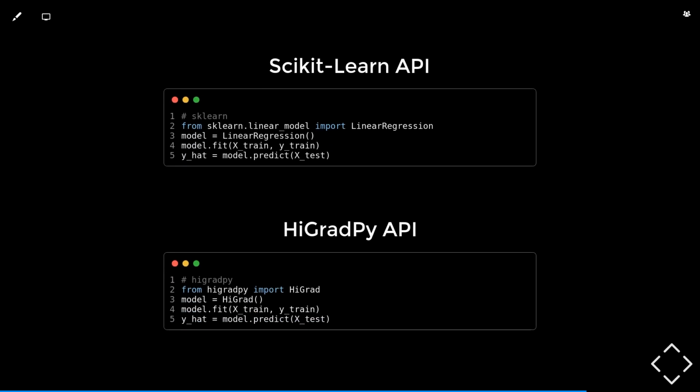With the library itself, I've tried to keep the API as similar to scikit-learn as possible, because if you have any experience, or even if you've done any basic course on machine learning with Python, you've for sure been introduced to the scikit-learn library, and the scikit-learn API is like the standard. You create the model, you do model.fit, and you do model.predict to get the answer. So the HiGrad Py API works in the exact same way. You import the model from the HiGrad Py library, you create the model object, you do model fit, you do model predict, and you're done.